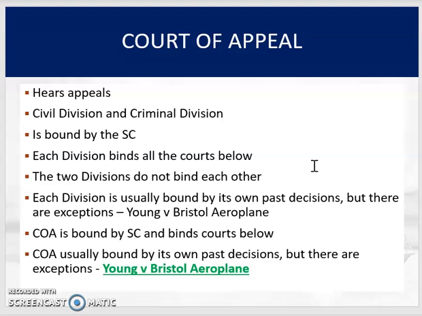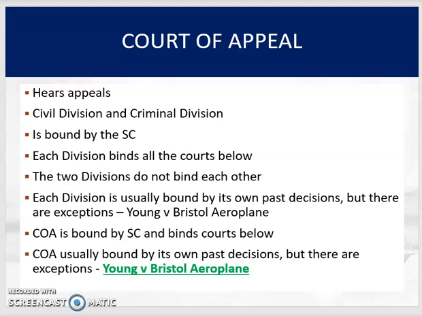So they operate separately. Just like with the Supreme Court, each division is usually bound by its own past decisions, but there are exceptions which we're going to look at later in the topic in Young and Bristol Aeroplane. In Young and Bristol Aeroplane, we get the exceptions to when the Court of Appeal can avoid its own previous decisions, but usually, like the Supreme Court, it is going to follow them under normal circumstances.